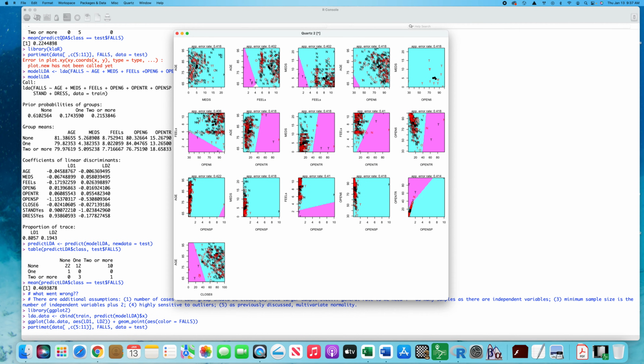So anyway, what do we have here? We have the blacks, which are accurately classified, and we have the reds, which are not.